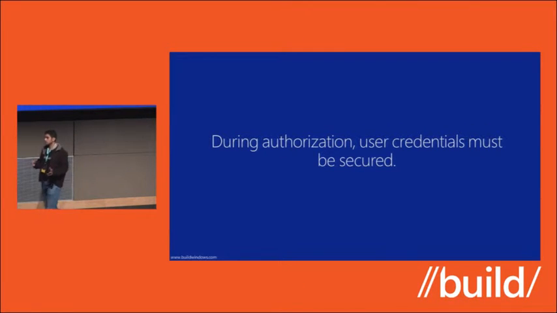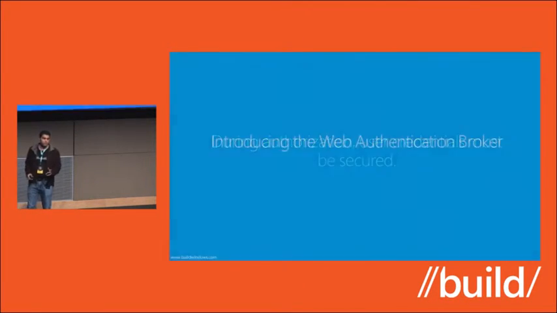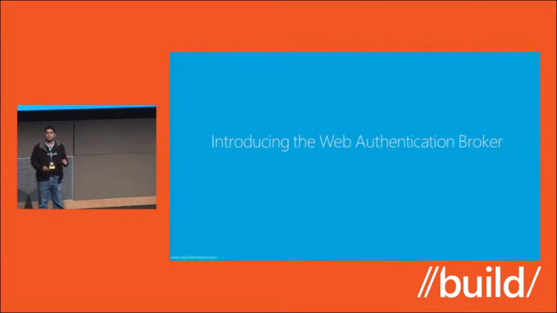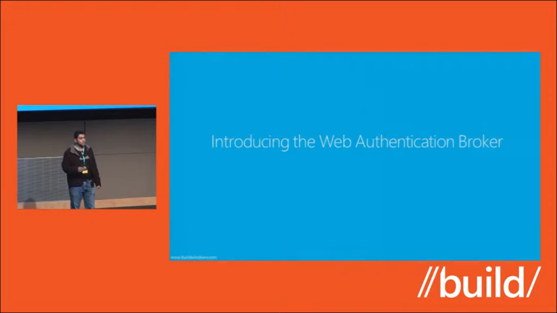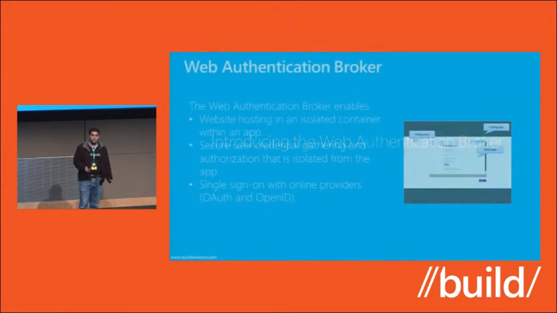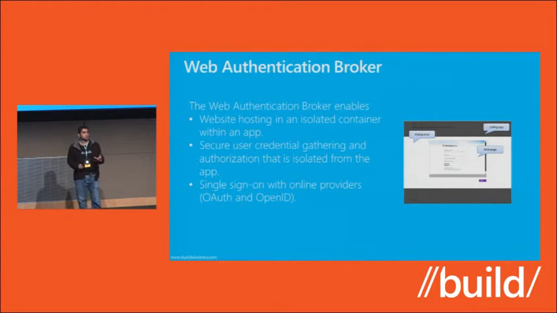And it turns out that we have that in Windows 8. We have an operating system level component called the Web Authentication Broker. The neat thing about the Web Authentication Broker is that it will provide isolation between your app and the code that does the authentication and authorization.